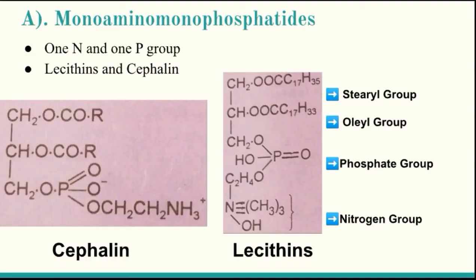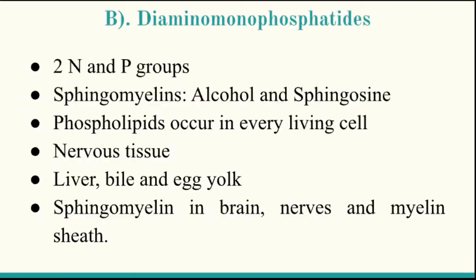You have seen here the amino ethanol group is present in the cephalin group. This is the monoamino phosphatides. In that are the lecithin as well as cephalin. Cephalin is the example of monoamino monophosphatides. Second one is the diamino monophosphatides.